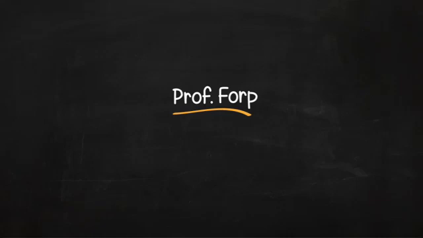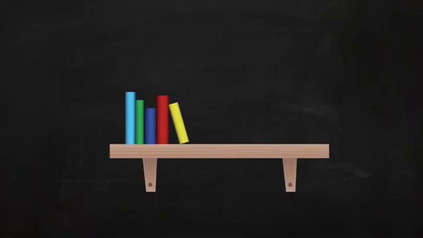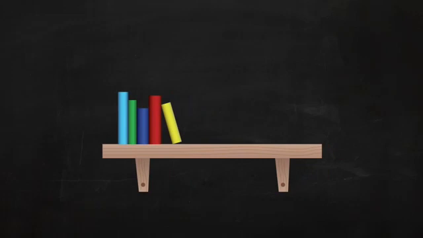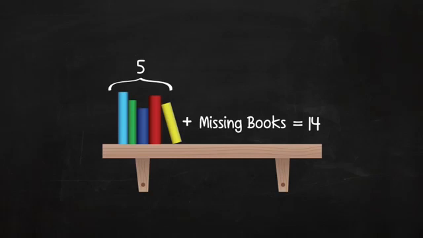We are going to be talking about algebra, and I have several books with valuable information to share. Oh no, my algebra books are missing. Some scoundrel is trying to prevent me from teaching you algebra. There are only 5 books. Yes, 5 on my shelf. The total number of books on my shelf should equal 14. Where are my missing books? And how many are missing?